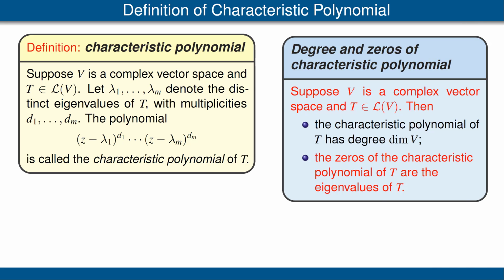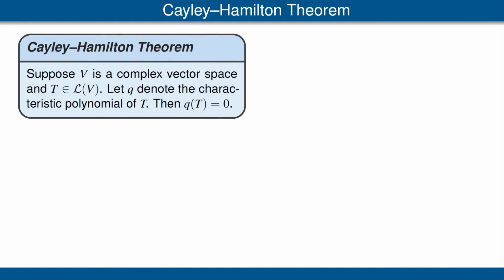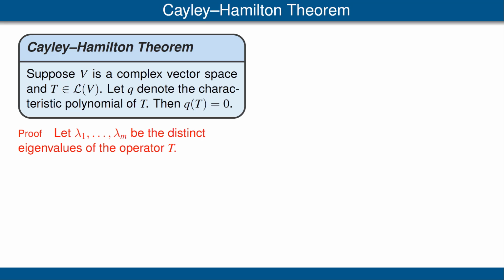The major result about the characteristic polynomial is the Cayley-Hamilton Theorem. It says that if V is a complex vector space and T is an operator on V, and Q denotes the characteristic polynomial of T, then Q applied to T is equal to the zero operator. As we'll see, the proof of the Cayley-Hamilton theorem using the approach used here is quite instructive. Let's look at that proof.